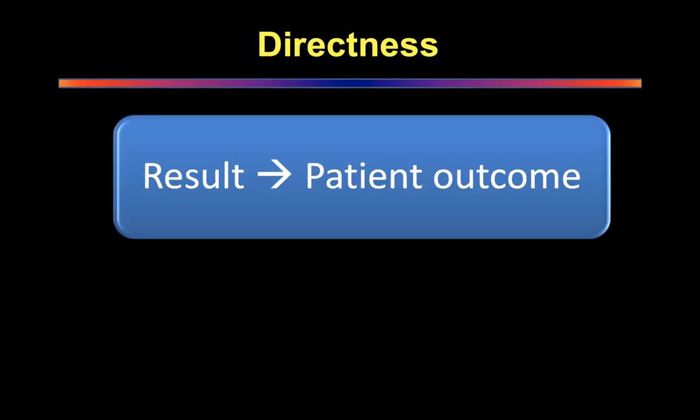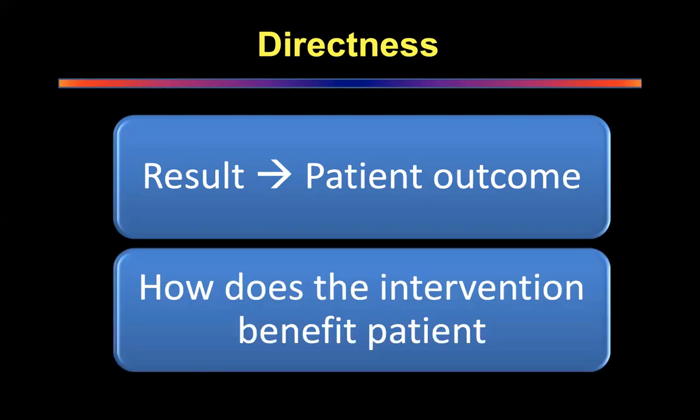The next point I told you was directness. Directness is how well you can put the result into patient outcome. That's quite important, because what really matters at the end of the day for us clinicians is how it can impact my clinical practice. So you need to know how well it impacts the patient outcome, how the intervention benefits the patient. That's what they mean by directness.